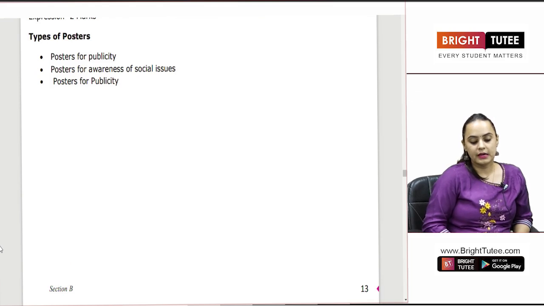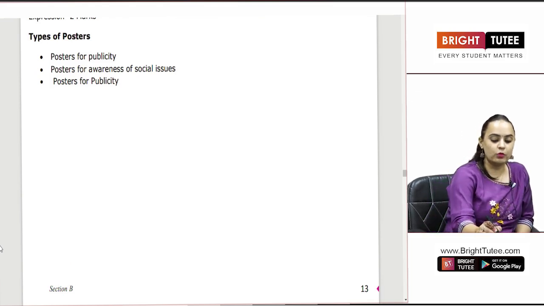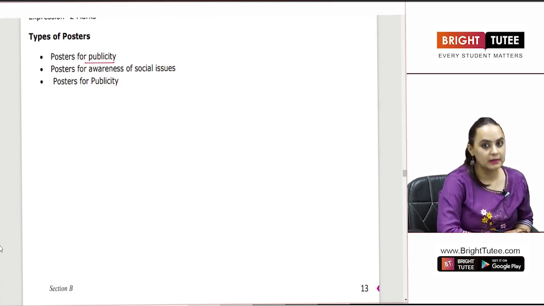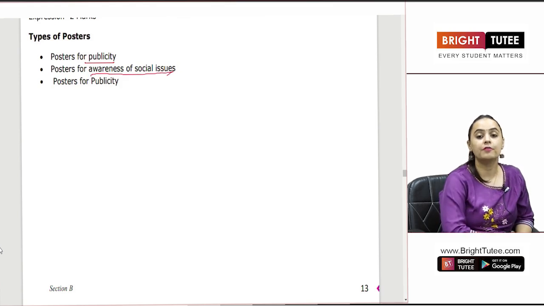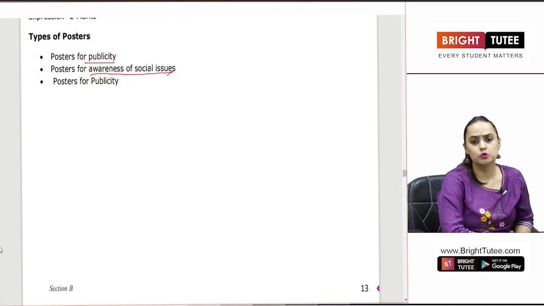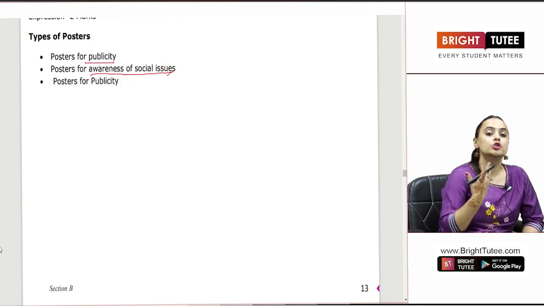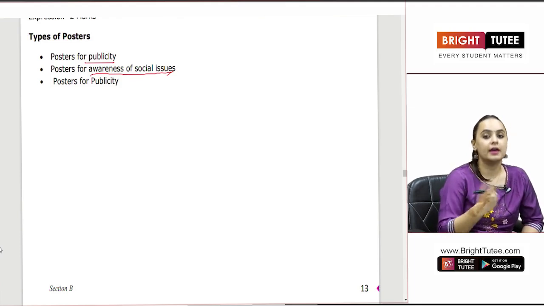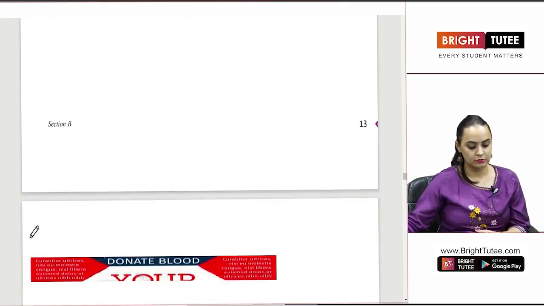So, what are the different types of posters that we usually have? We have posters that are used for publicity. We have posters that are used for the awareness of some social issue: women empowerment, pollution, corruption, population, these are all social issues. So we can make posters in order to make the people aware of them. And publicity is something that I've already told.